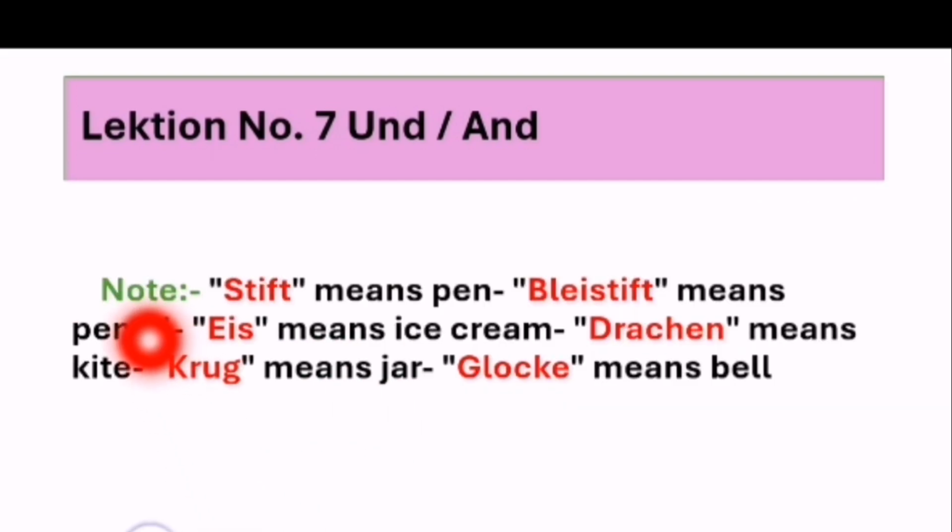So, special note for this lesson. Stift means pen. Bleistift means pencil. Eis means ice cream. Drachen means kite. Krug means jar and Glocke means bell.